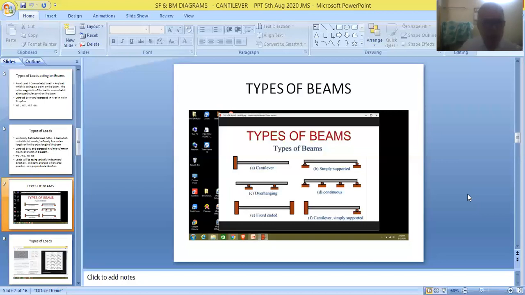This is provided with overhangs on both sides, on the left side of the beam as well as on the right side of the beam. So it is referred to as overhanging. These wonderful figures are very useful for understanding the definitions of different types of beams which we have discussed in the previous slides.